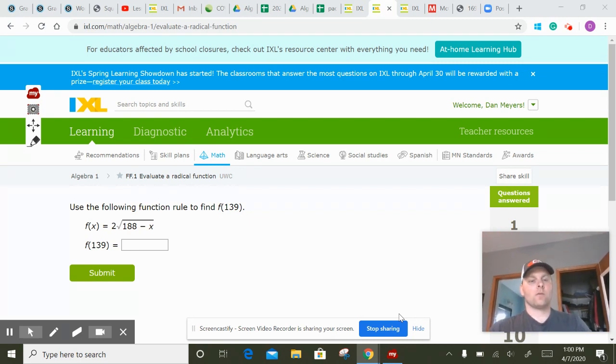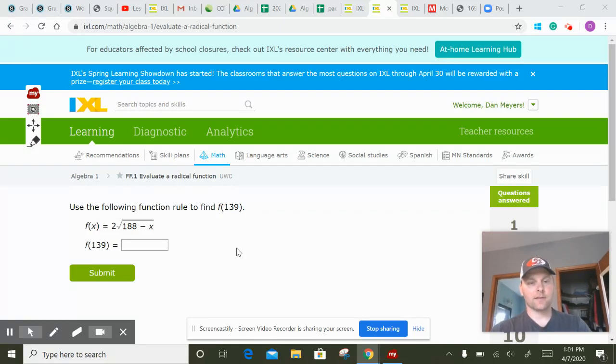Okay. When you work on IXL, you have to make sure that you're logged in. So look up here, it's got my name, right? Welcome, Dan Myers. If you're not logged in, it won't save your work and nothing gets sent to me. So you're basically not getting any credit for doing it unless you're logged in. So make sure you do that.